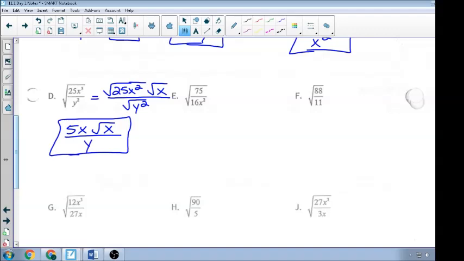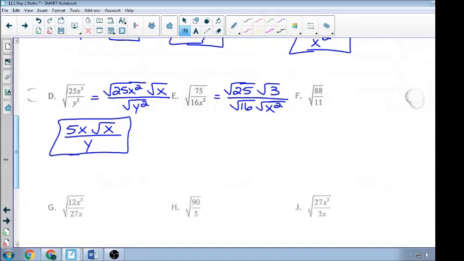Now E, again, I can go ahead and just like I did on the last problem, split it up right away. The square root of 75 turns into the square root of 25 and the square root of 3 over. Here I can have the square root of 16 and the square root of x squared. I did write that a little different over on D, where I wrote that as 25x squared. You can write it that way as long as you understand that it becomes 5x, or you can split it up like I have done in E. It doesn't really matter. It's up to you.